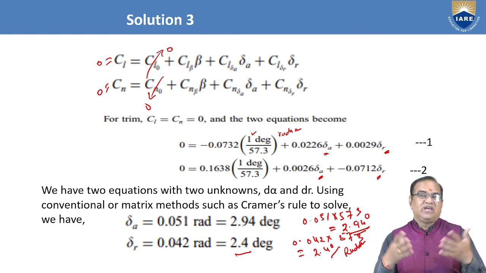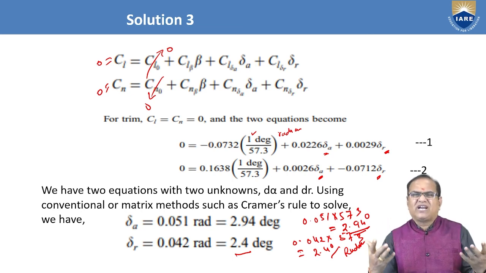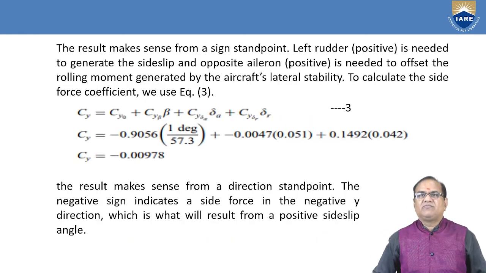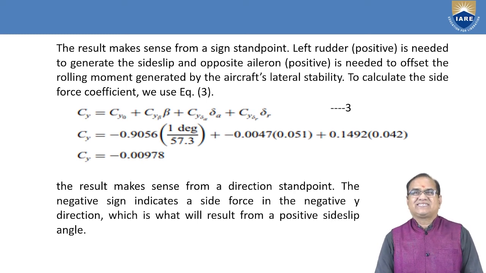So we have to understand the physics also. Understanding and deriving the equation is one part, but if you do it once or twice, it is sufficient. But if you are able to understand the concept of your equations, or the physics behind the equation, it will be very nice and very useful. The result makes sense from a sign standpoint. Left rudder positive is needed to generate a side slip, and opposite aileron positive is needed to offset the rolling moment generated by the aircraft lateral stability.